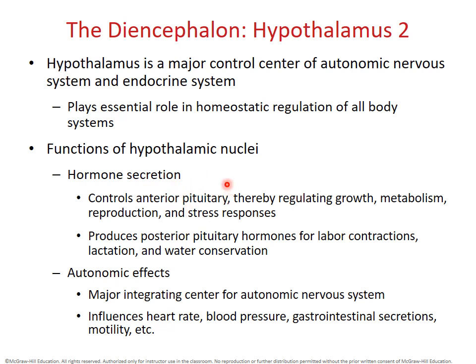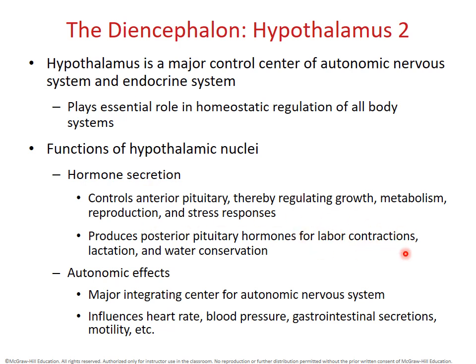which then goes on to affect other hormones and glands in the body. So it really is a major control center for a lot of endocrine function. Not all, but a lot of endocrine function. The hypothalamus itself also produces two hormones that are released from the posterior pituitary gland, and those hormones are oxytocin and antidiuretic hormone.